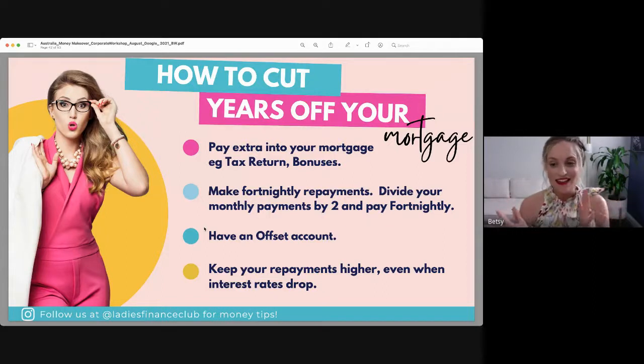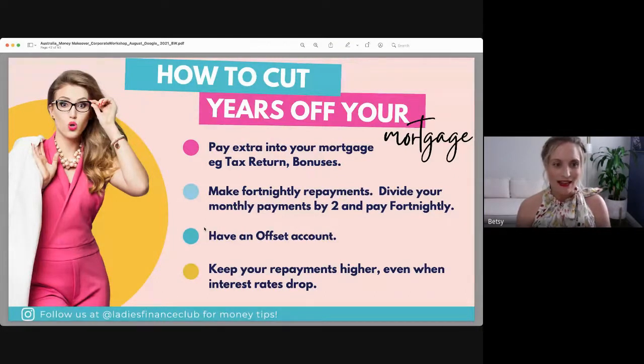An offset account is another great tool for saving money. So instead of putting your money in a savings account where it might earn 1 or 2% interest, leave it in your offset account, and therefore you're only paying interest on the net amount of the balance of your loan and what's in the offset account. So you're paying less interest. And typically the interest rate on your loan is going to be much higher than the interest you earn on a savings account. And of course, if you have the free cash flow available, try and make extra repayments.